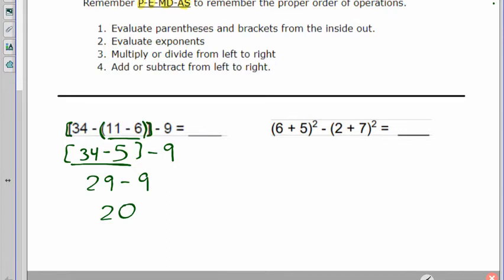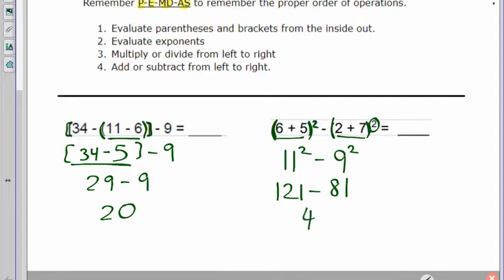Let's do another. This time I have parentheses, two pairs of parentheses. So I'm going to do those first. So 6 plus 5 is 11. And that is squared. See how this exponent is on the outside of the parentheses. That means what's in the parentheses gets raised to the second power. And 2 plus 7 is 9 to the second power. Again, everything in the parentheses has to be raised to that power. And so this is 121. Take away 81. And I get an answer of 40.